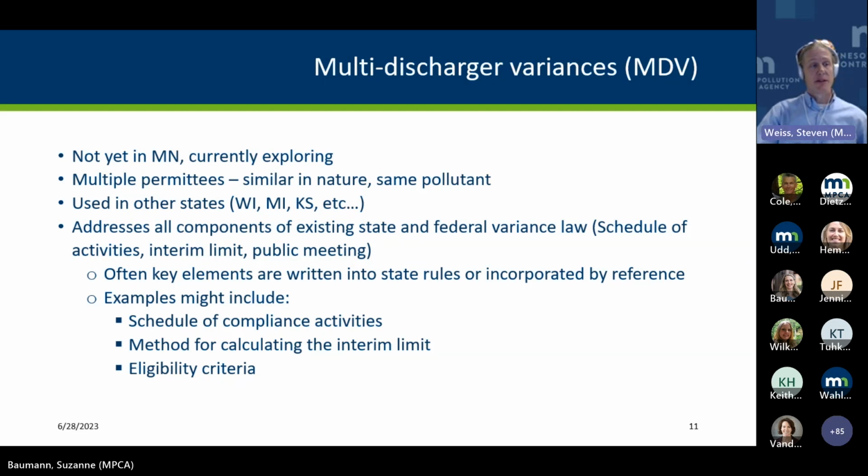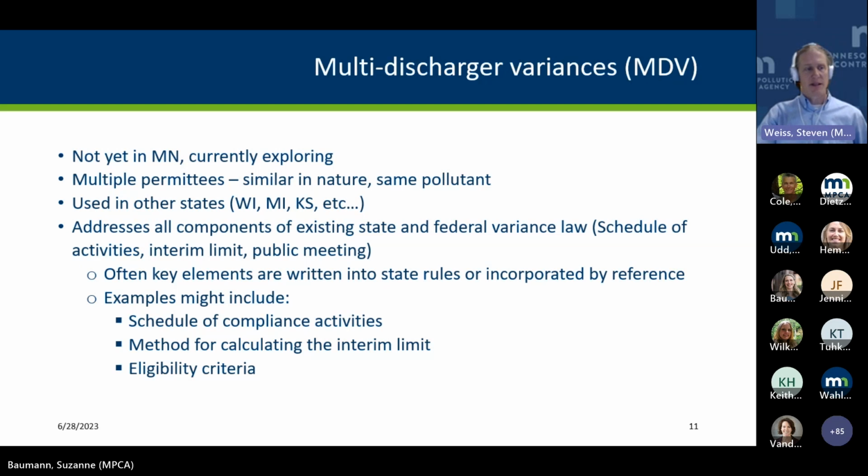So because individual variances do take so much time, we are exploring the development of a multi-discharger variance for wild rice sulfate. We don't have this yet, but we're looking into it. This would involve coverage over multiple permittees that are likely similar in nature and for the same pollutant. Multi-discharger variances, or MDVs, are used in other states like Wisconsin, Michigan, or Kansas, and there are others beyond that too. And they're set up to address all of the components of the existing state and federal law, like schedules of activities, interim limits, public meetings, etc.